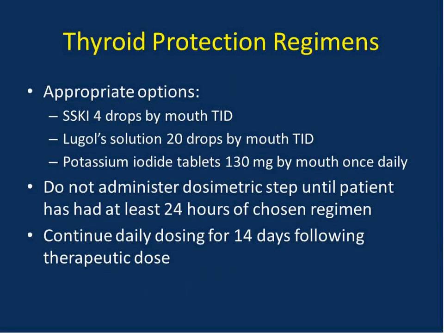As far as appropriate thyroid protective regimens, you do have a couple different options: SSKI drops, Lugol solution, or potassium iodide tablets. And the biggest thing is, you can see that the SSKI and the Lugol solution are administered 3 times a day. The patient has to have a full 24 hours of whatever thyroid protective regimen you've chosen before you should start the dosimetric step. And you continue that for 14 days after the therapeutic dose. So they're probably on therapy for approximately 3 weeks.